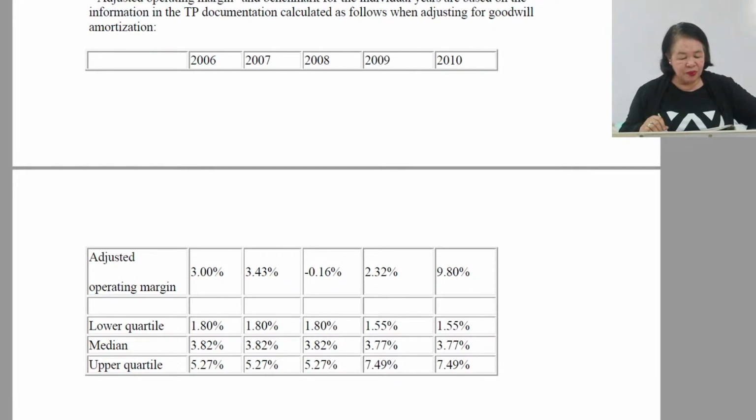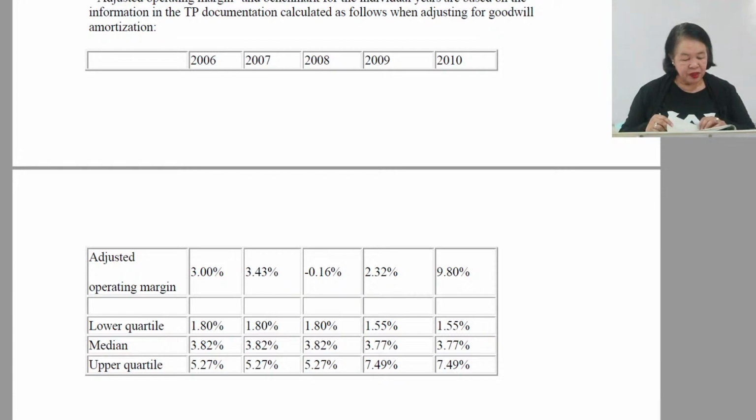Lower quartile, 1.8%, no? 1.8, 1.5, 1.5. Yan yung 2006 to 2010. No? Ito yung 2006 to 2010.